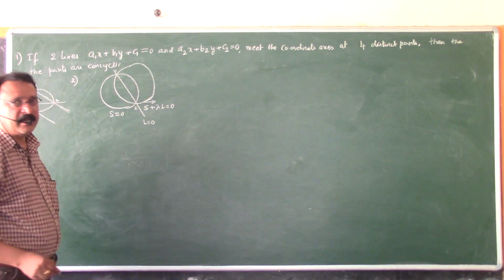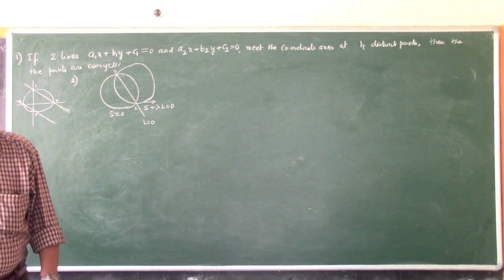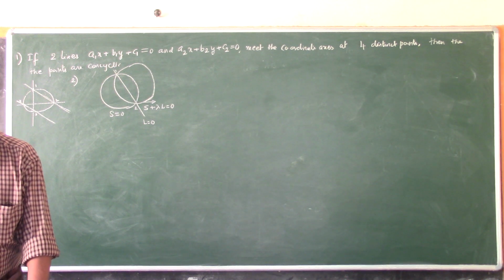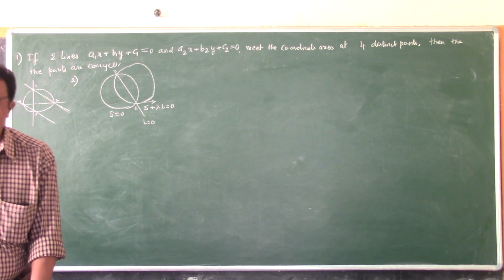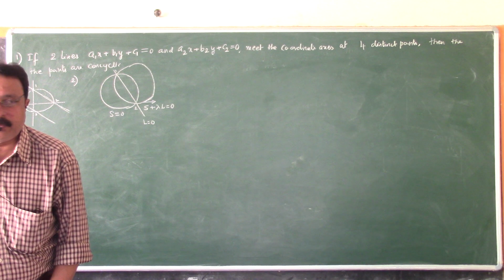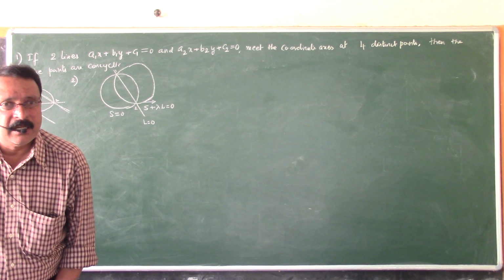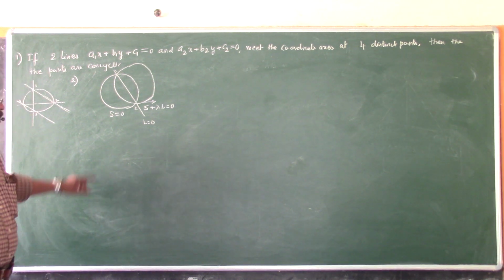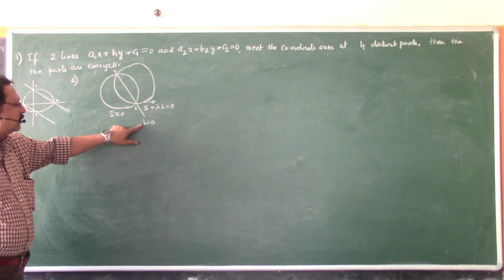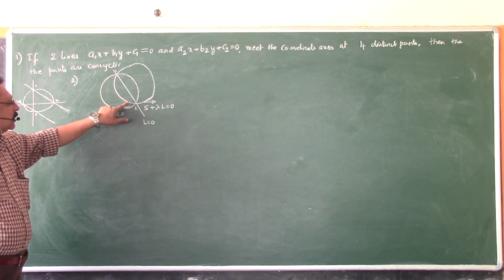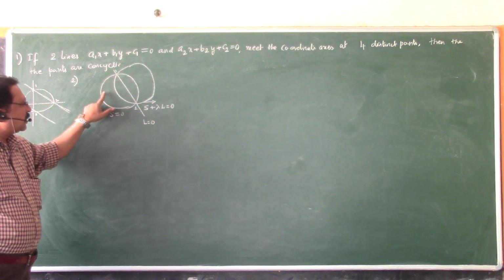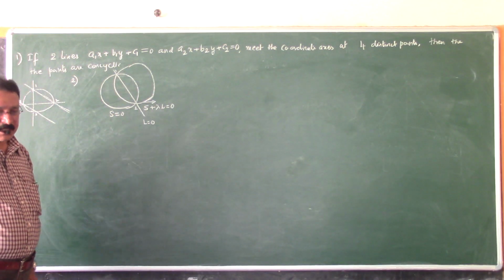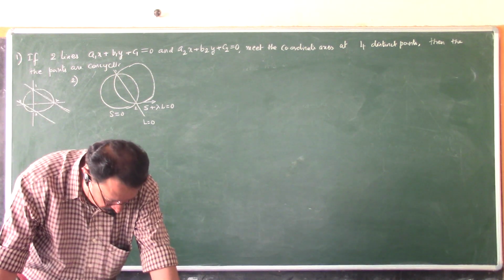Like how we considered in the chapter straight line. Two straight lines, L1 is equal to 0, L2 is equal to 0, intersect. Then a straight line passing through the point of intersection of these two lines is of the form L1 plus lambda L2 is equal to 0. Similarly, if circle S is equal to 0 and L is equal to 0 intersect at 2 points, then the circle passing through the point of intersection of the circle and the line is of the form S plus lambda L is equal to 0.